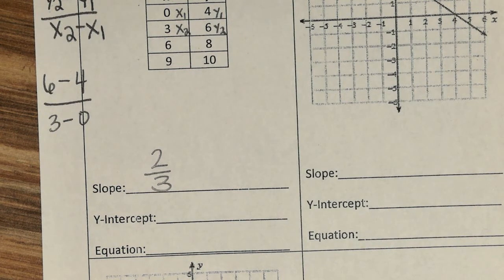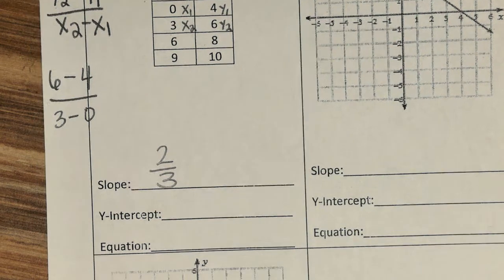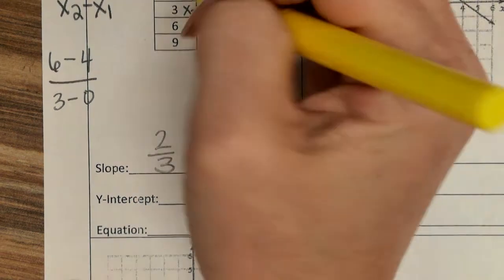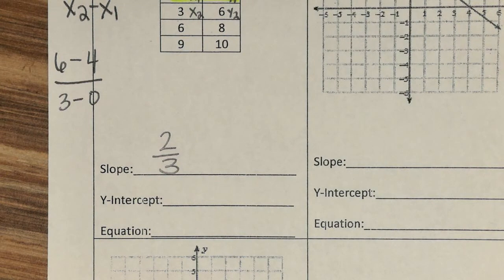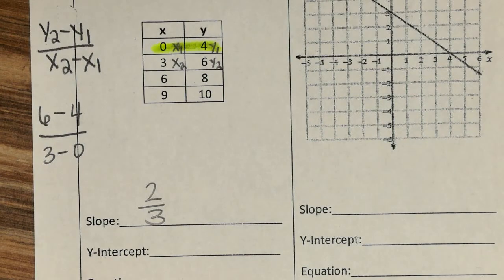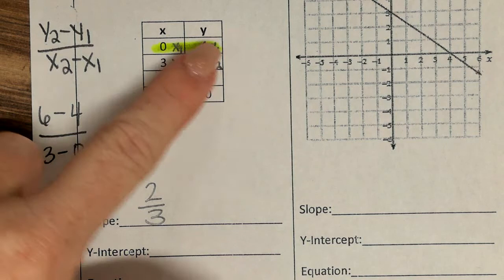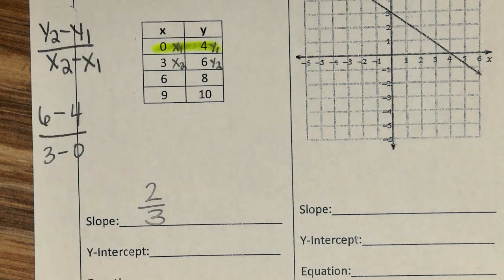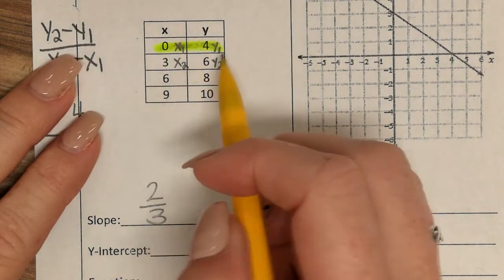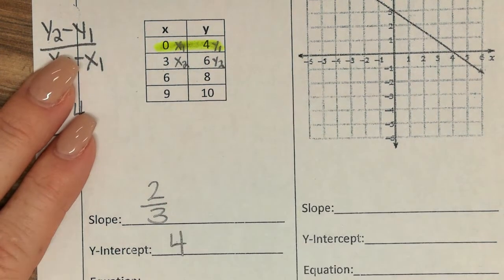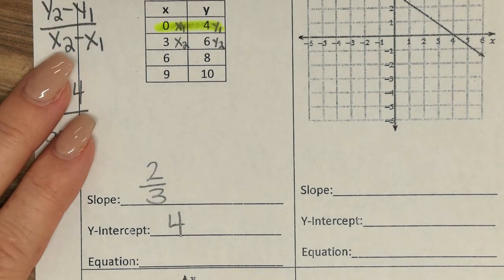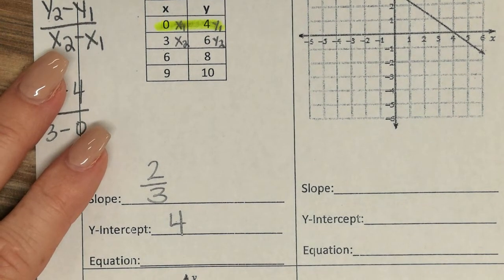Now, who remembers how to find the y-intercept? What is y when x is 0? This right here is the y-intercept. The reason is if I was to graph that, that's where it would touch the y-axis. Does that make sense? So the y-intercept is always the easiest piece. It's simply 4. I'm going to say it again. The y-intercept is where the line touches the y-axis.